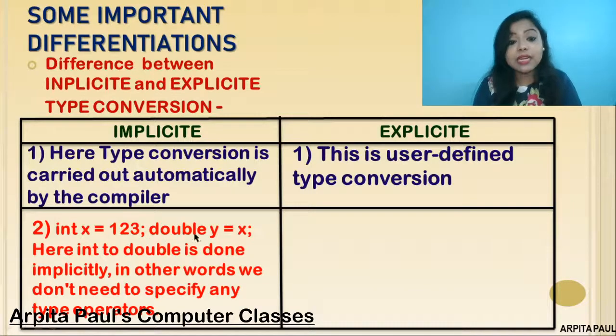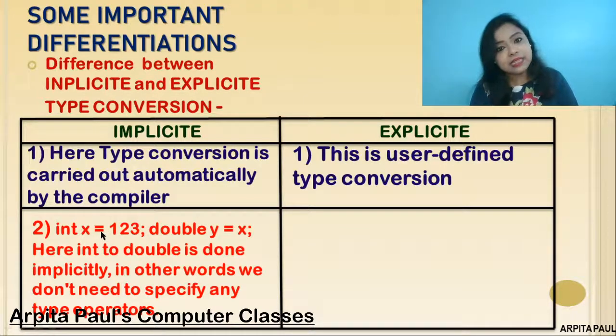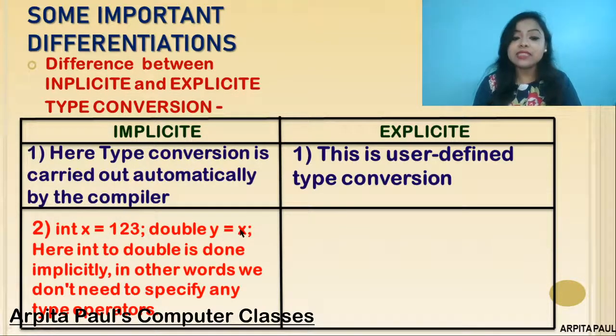Now I am writing double y equals x. So we have declared x as integer type, and now we are assigning this x to a double type variable y. So here the compiler will automatically convert this integer into double type. We don't need to mention any specific type. We don't need to specify any data type. See, here the conversion into double is done implicitly. In other words, we don't need to specify any type operators. The compiler will automatically convert this integer value into double.